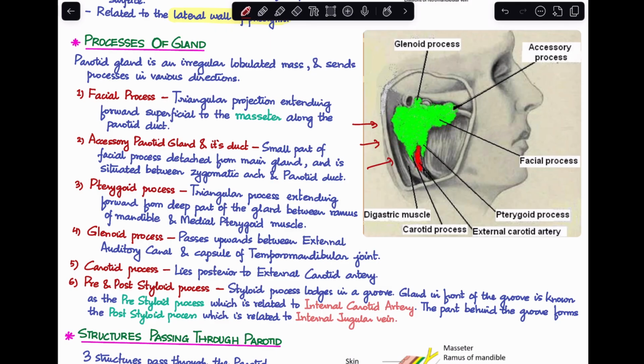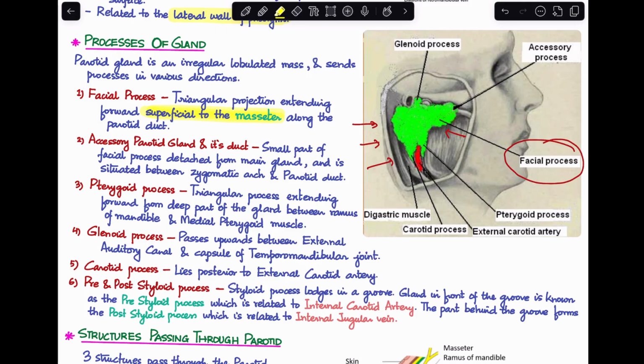First of all is the facial process. Right here is the facial process. The facial process is this triangular projection which extends forward. As you can see, it is extending forward superficial to the masseter muscle along with the parotid duct. This is our facial process.